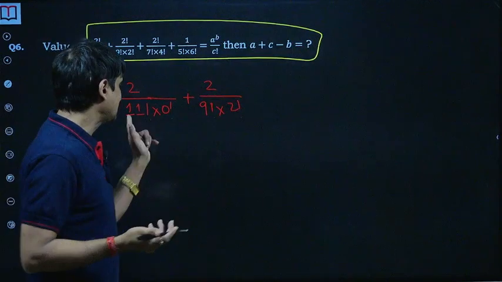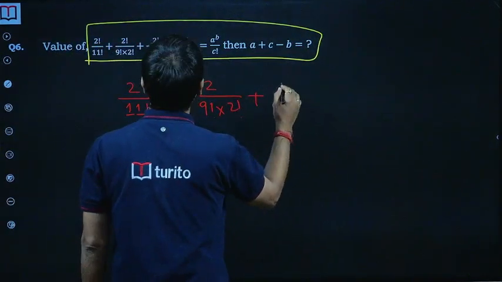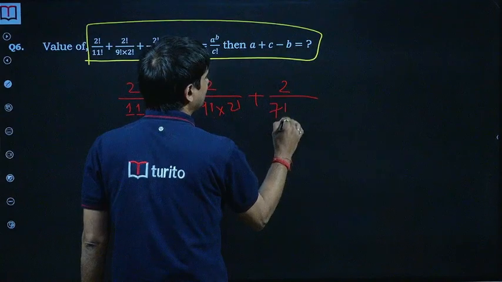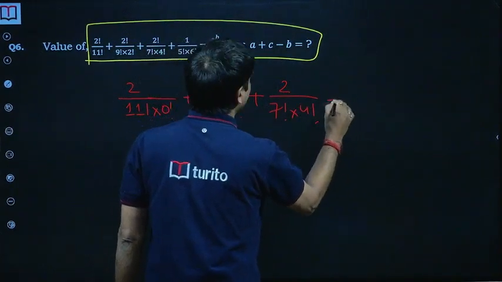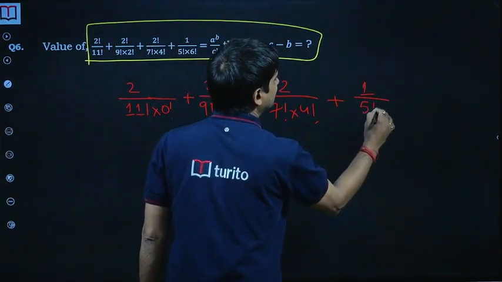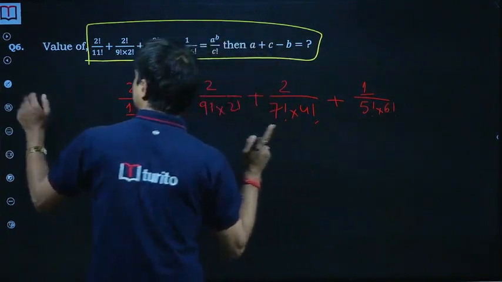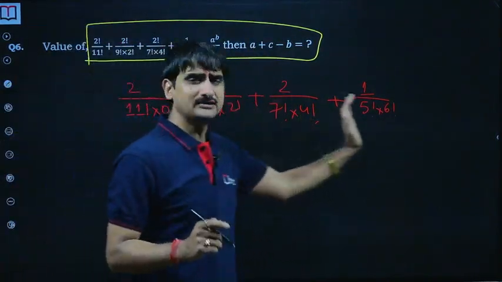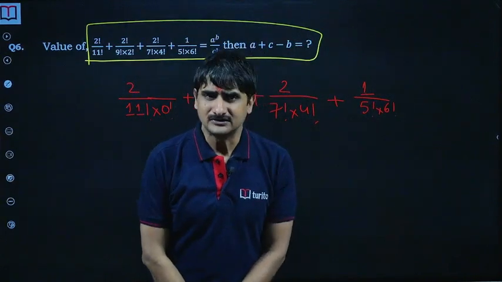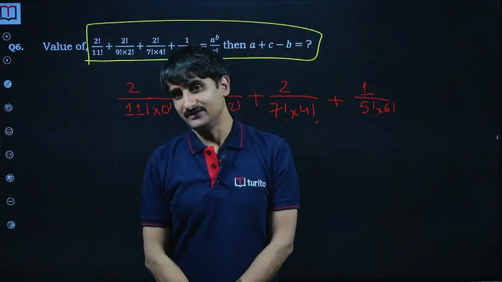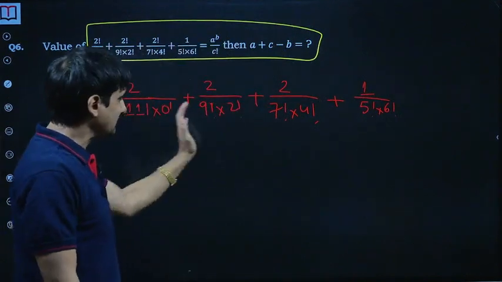So 9 plus 2 is 11, 11 plus 0 is 11. Okay, so that's correct. So 2 upon 7 factorial into 4 factorial plus 1 upon 5 factorial into 6 factorial. The one thing common in all the terms is the sum of the terms in the denominator, which is 11. If you would have observed, I was just keep counting those things.